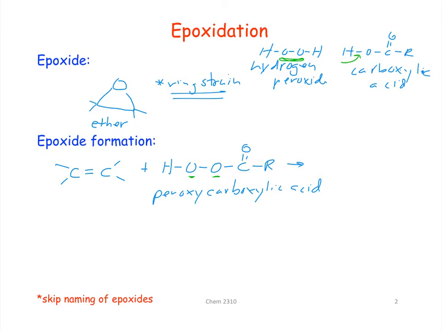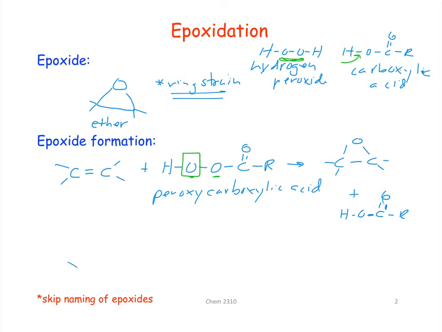So when we do this reaction, one of the oxygens gets added to the pi bond. And we get this three-membered epoxide ring, and our byproduct is just a carboxylic acid. So one of the oxygens in the peroxycarboxylic acid is donated or added to the pi bond. Turns out that it's this oxygen right here. So let's look at how this takes place.